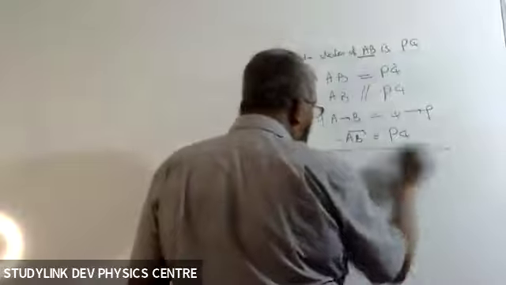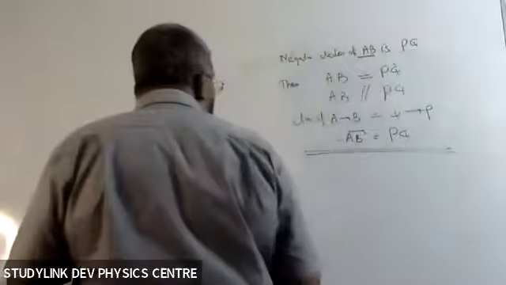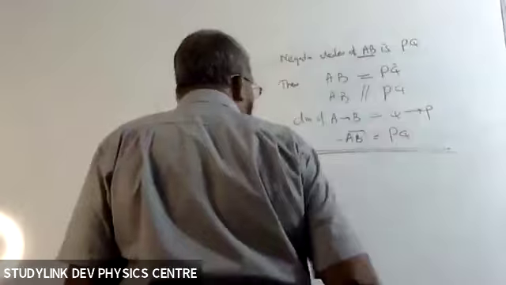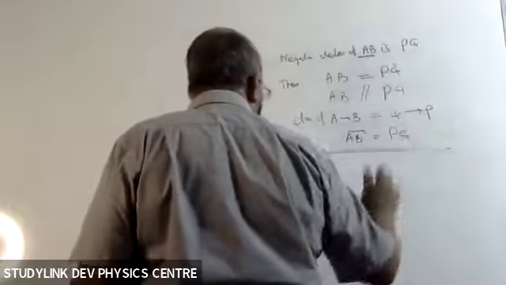After that, simplifications I'll tell you. First you write it. That means minus of AB is PQ. Then the direction A to B must be Q to P, not P to Q.